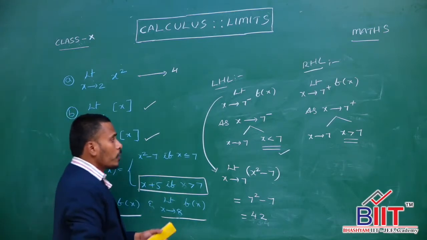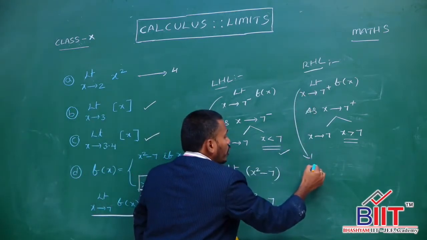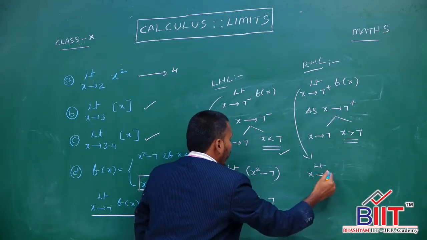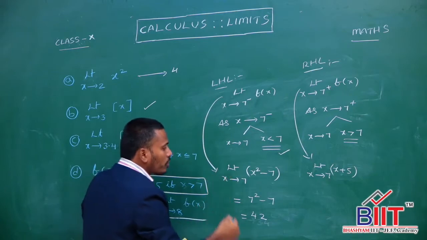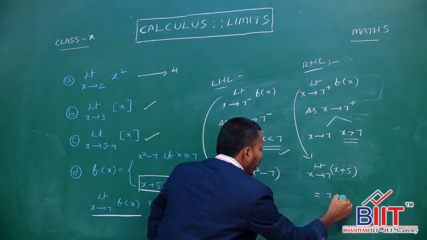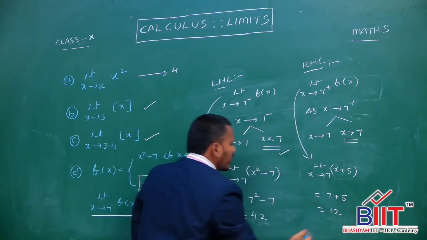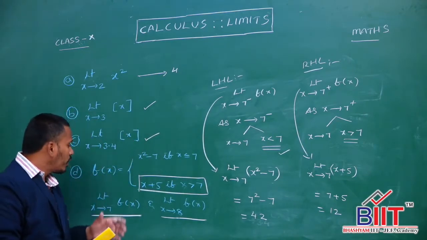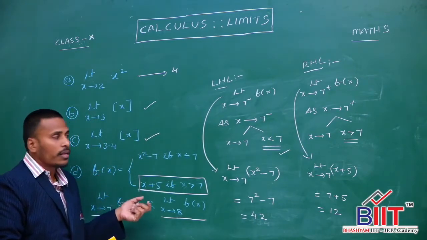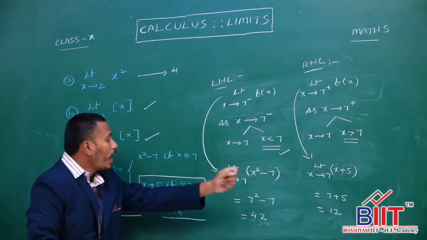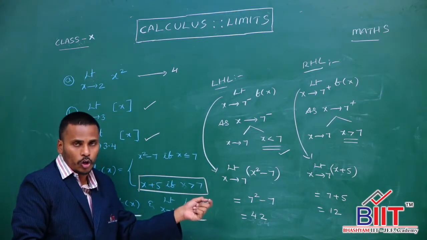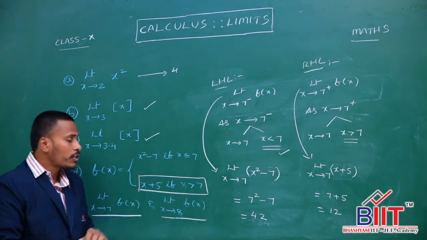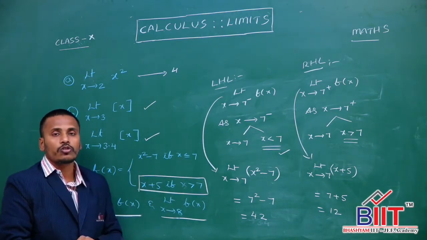So, use it. Then this limit X tends to 7 plus f of X will become limit X tends to 7 X plus 5. As X tends to 7, this value is approximately equal to 7 plus 5, and that is equal to 12. And for this function f of X, the right hand limit is 12, whereas the left hand limit is 42. Since these two are different, the limit does not exist for the function at X equals 7.